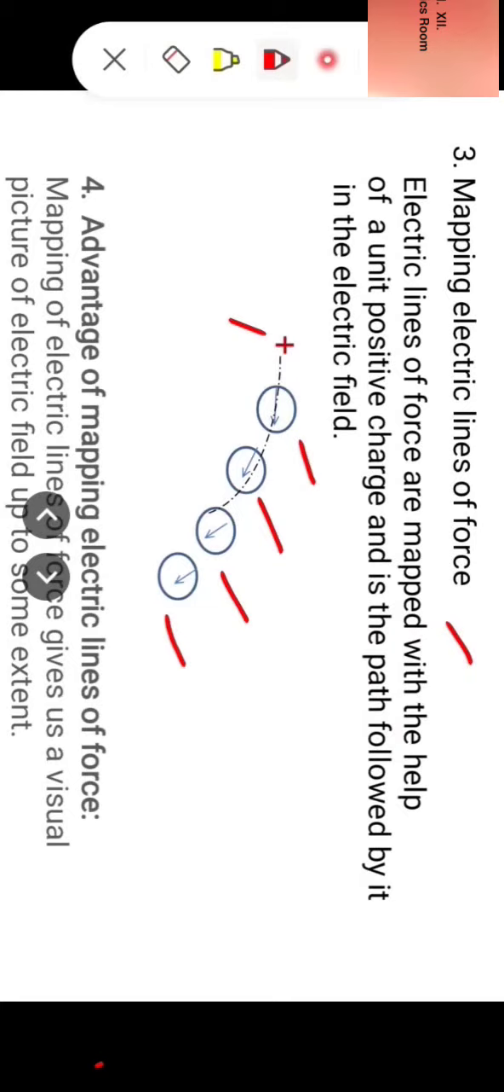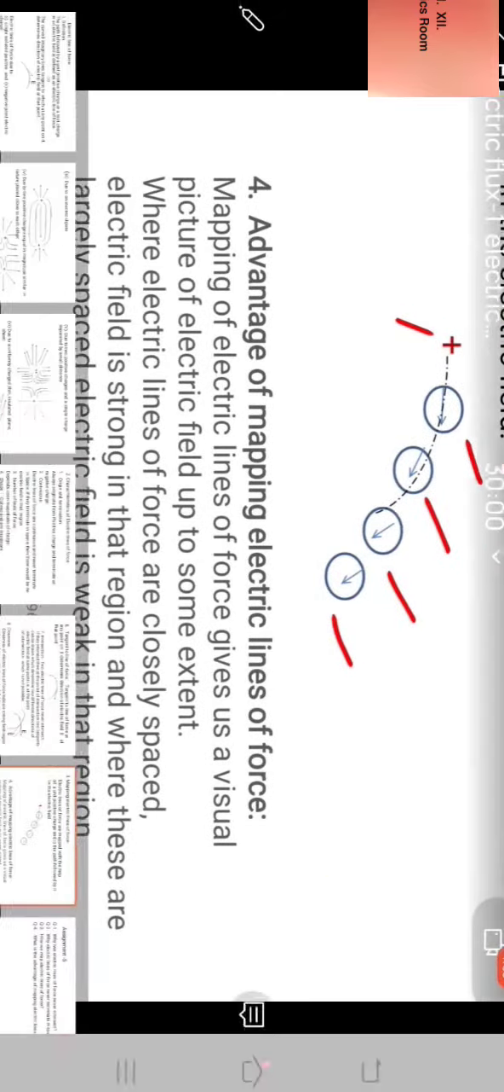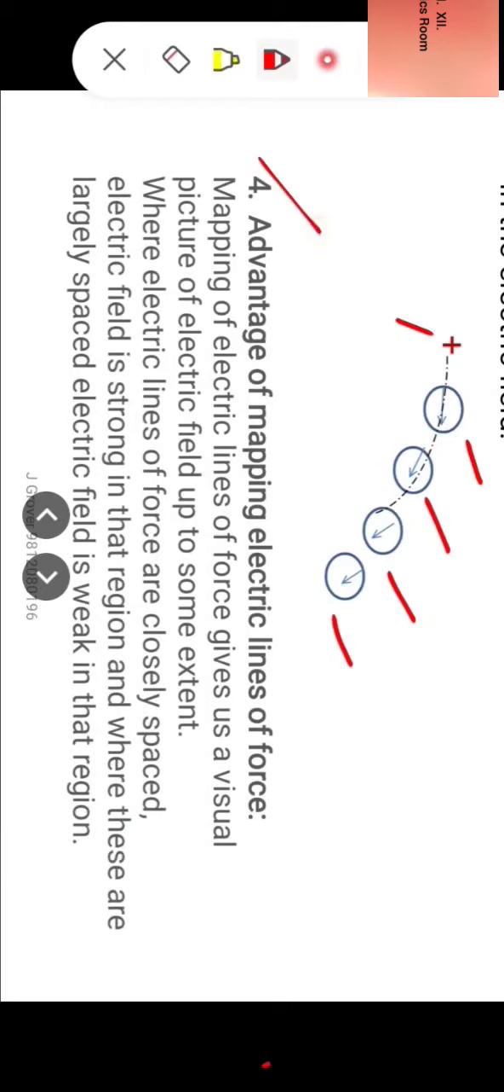Okay. Now, fourth point, what are advantages of mapping electric lines of force? Mapping of electric lines of force gives us a visual picture of electric field up to some extent, because electric field is not visible. So, by mapping electric lines of force, we can at least view the regions where electric field is strong and where the electric field is weak. Since we know where electric lines of force are closely spaced, electric field is strong in that region, and where these are largely spaced, electric field is weak in that region.